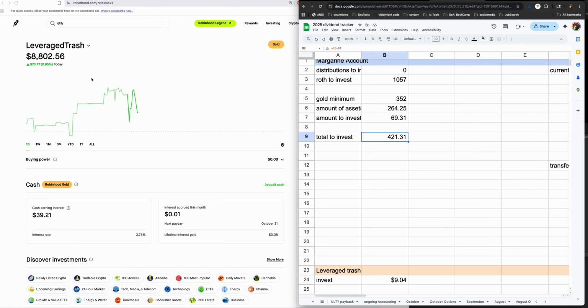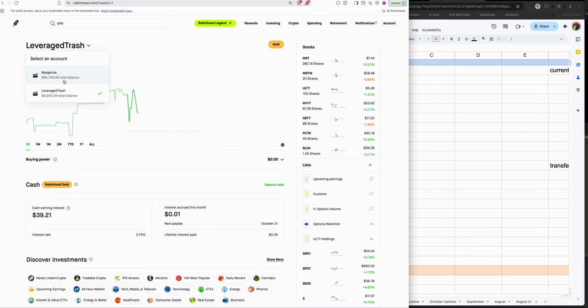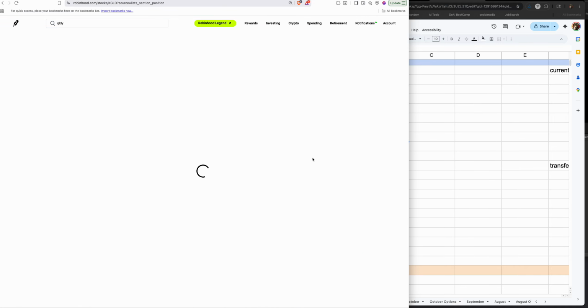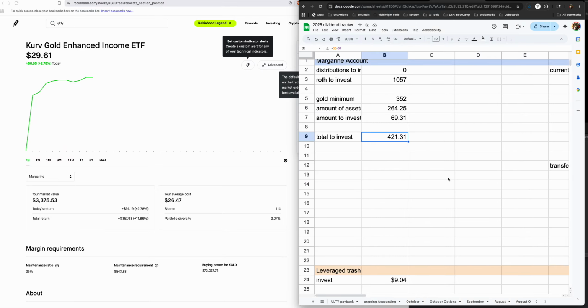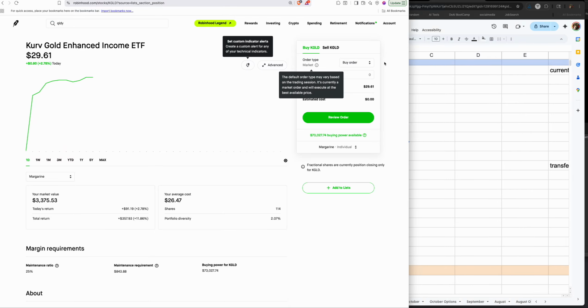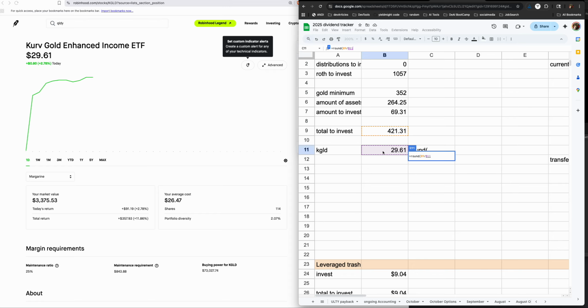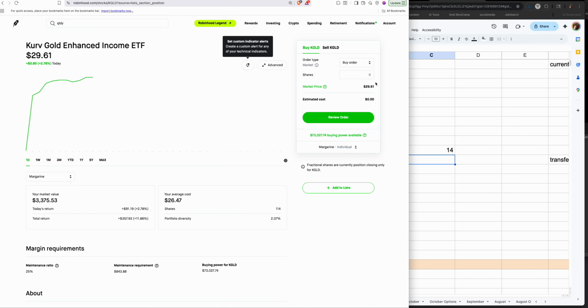I have $421.31 to invest, which is not that exciting, but we're going to try to do KGLD. So we have KGLD, and the current price is $29.61, and so we're going to round this. We have to do an equal sign because it is an Excel spreadsheet. Round this divided by this, so we can buy 14 shares of KGLD.